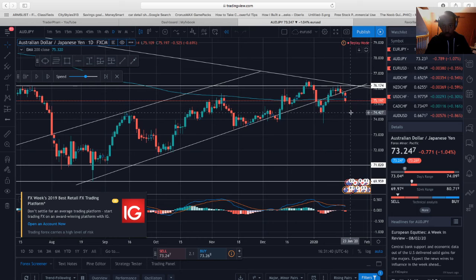I should show you here. I would have got in right below this line here. That's where I would have got in. I would have got in here, and I probably would have got in here as well. So I would have gotten in the market a couple times, right?